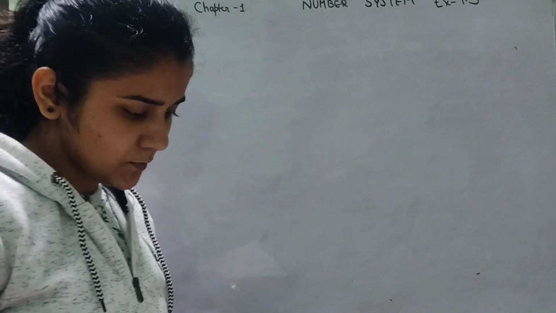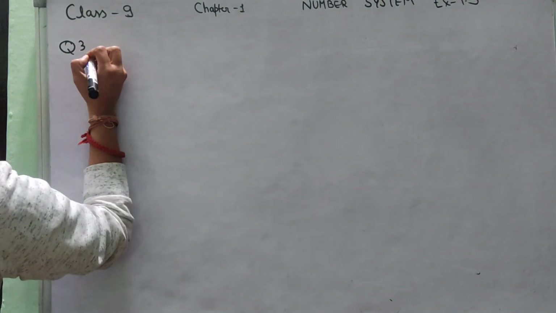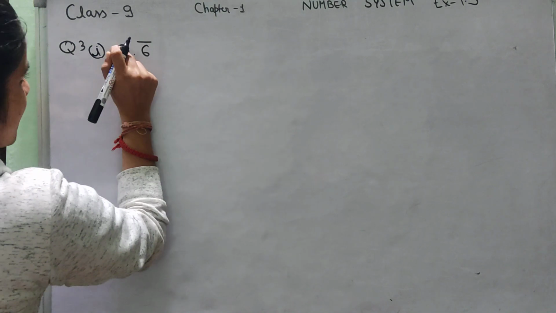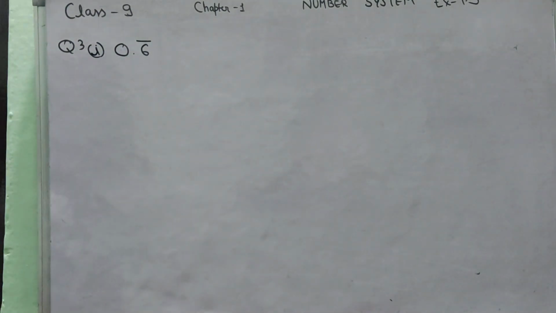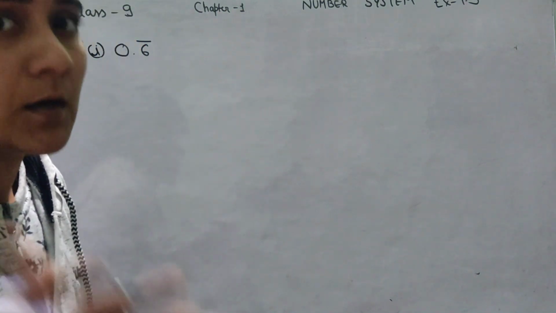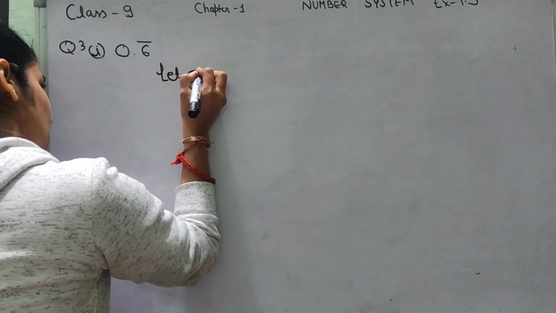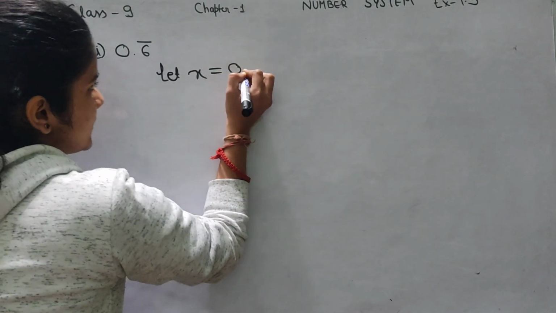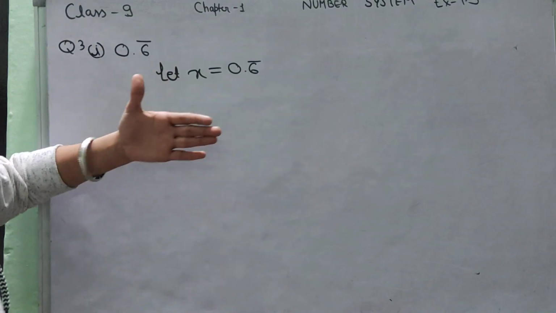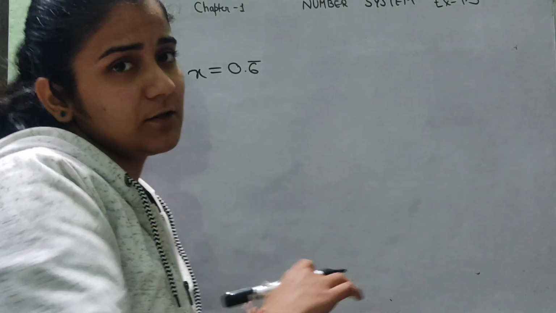Express the following in terms of 0.6 bar. Question number first is 0.6 bar. What you need to do is follow the step by step procedure of what I am doing. In the first line, write let x equals 0.6 bar. What we are doing in this way is initializing the value of x, where x equals 0.6, which is given in the question.